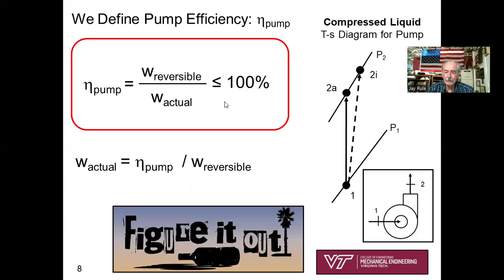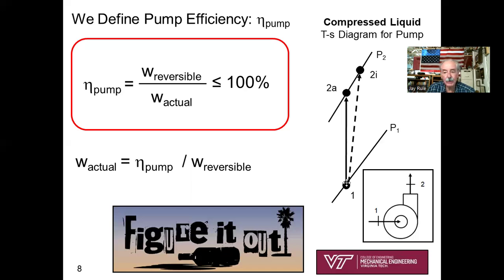Notice here, I don't have my vapor dome. And why is that? It's because I'm to the left of the dome. I'm in the compressed liquid region. And so here's what my sketch looks like for my reversible pump.